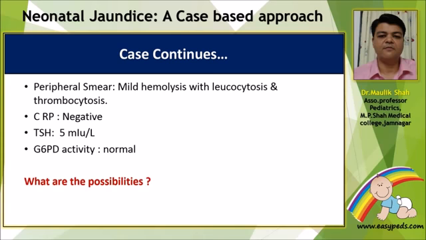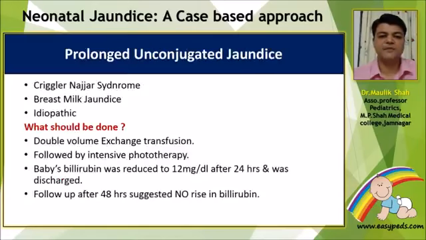Peripheral smear showed mild hemolysis and leukocytosis as well as thrombocytosis. The C-reactive protein was normal, TSH was also normal, and G6PD activity in this baby was also normal. So what do you think the possibilities could be? Well, three causes remain in front of us: Crigler-Najjar syndrome, breast milk jaundice and the idiopathic variety. Since this baby's jaundice was way beyond the phototherapy zone, the baby was taken for double volume exchange transfusion.